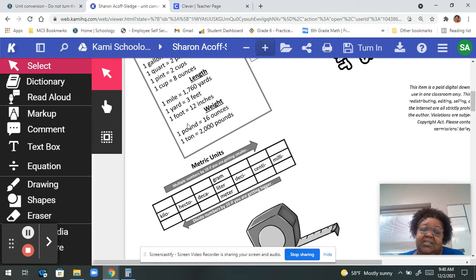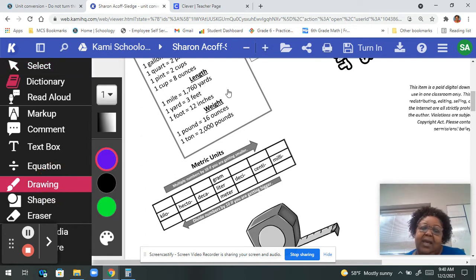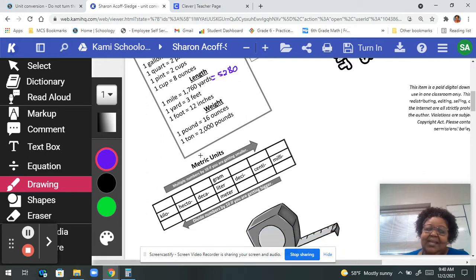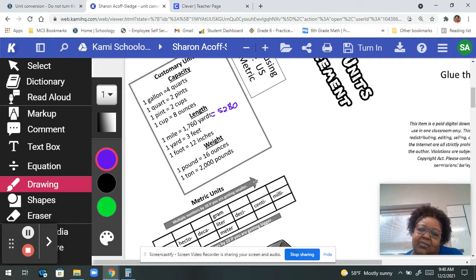So far as length or distances, 1 mile is 5,280 feet. I also want you to write on your paper that 1 mile is 5,280 feet. Okay? 1 yard is 3 feet. 1 foot is 12 inches. So that's what we use to measure length or distances. Normally, when we do distances, we use miles or sometimes yards.